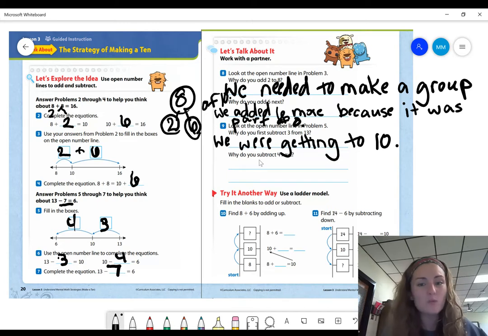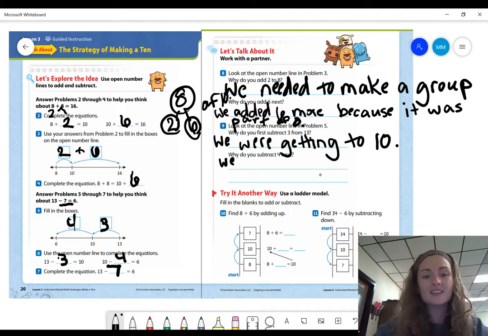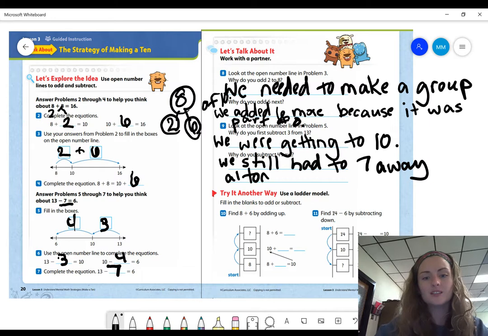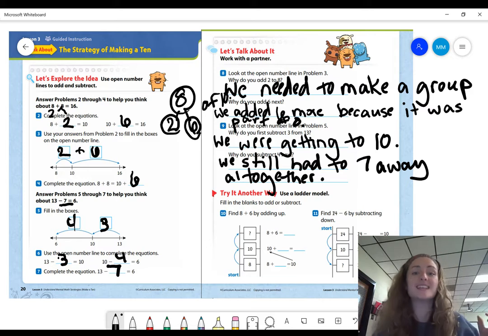And then it asked, why did we subtract 4? Why did we subtract 4? We weren't done, right? We still had to take how many altogether? We still had to take 7 away altogether. So we weren't finished after we took 3 away, right? We took 3 away, but altogether we needed to take 7 away.